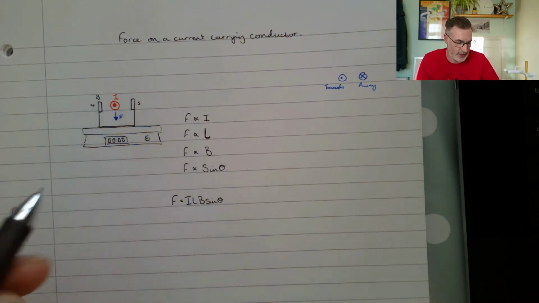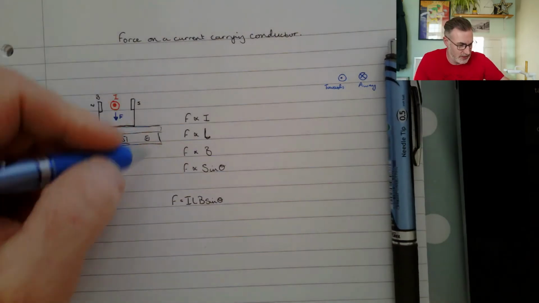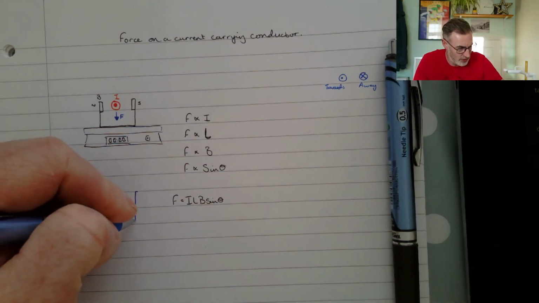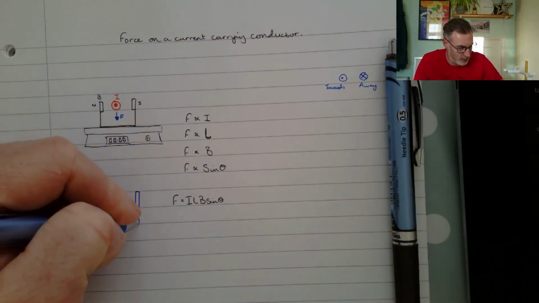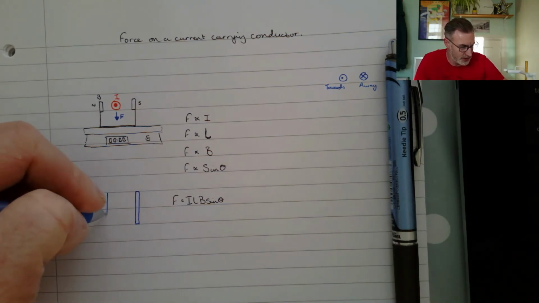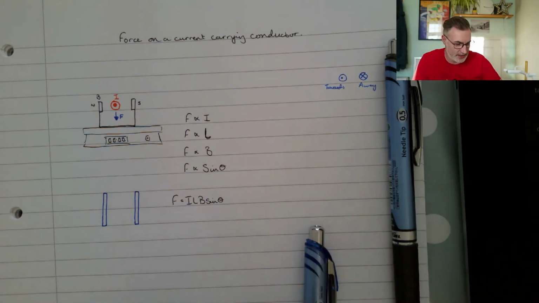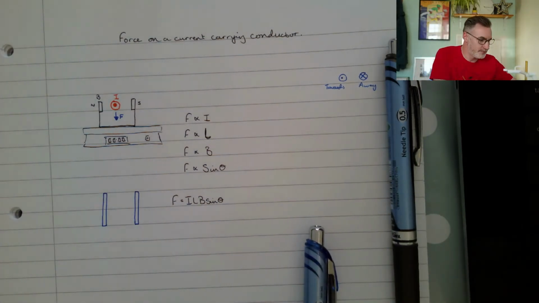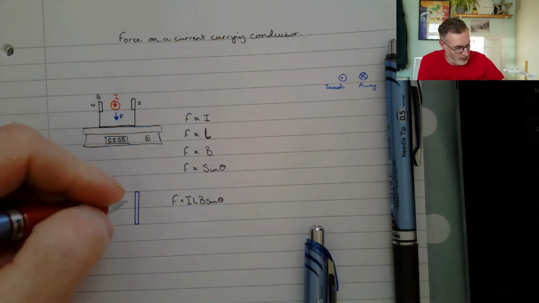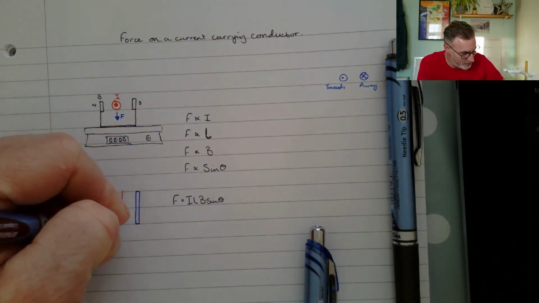Now, if we were to look at this, let's just do another quick drawing. So this would be a top-down projection. So that's your magnets there. Your wire is going to be coming through like this.